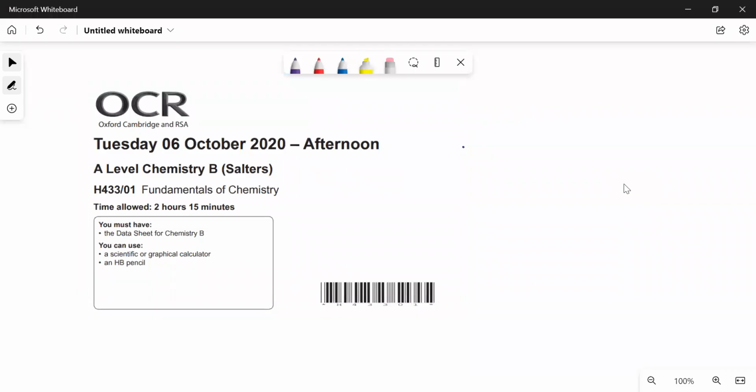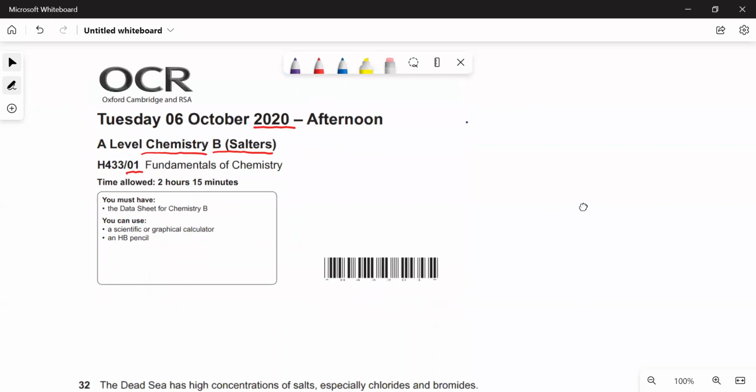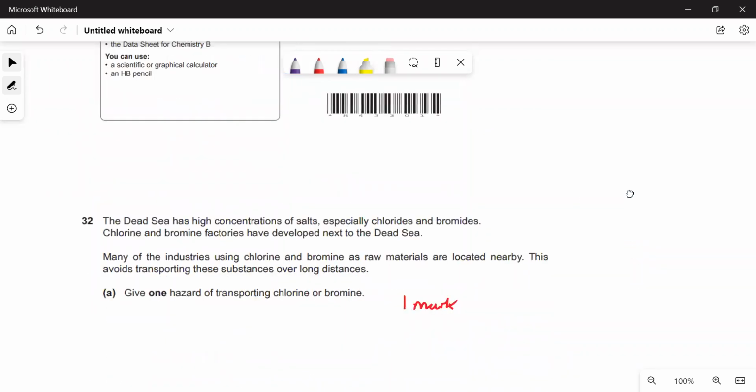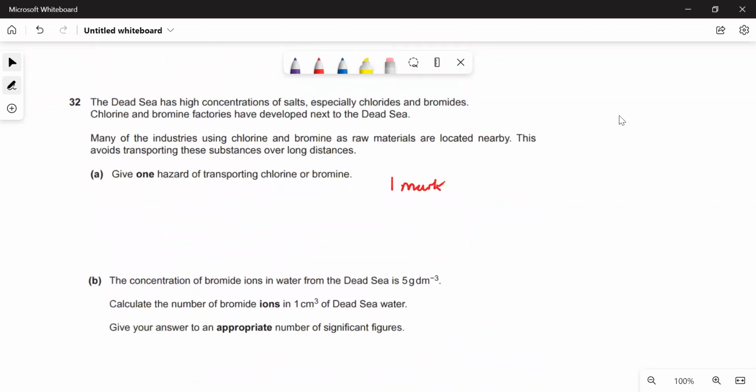Hi, in this video, I'm going to go through the OCR A-level chemistry paper. This is the Salters specification, OCR-B. It's paper 1, the 2020 paper, and this is the second half of the paper. I did the first half in an earlier video. Okay, so we start off with a question about halides.